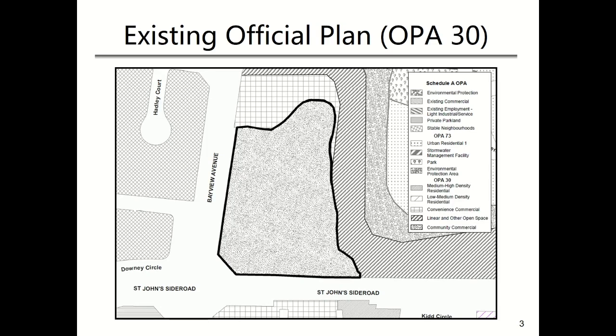The entire property is designated as community commercial by the Bayview Northeast Area's 2B Secondary Plan, or OPA 30, as amended by OPA 11 in 2016. This designation intends to provide opportunities for low-rise multi-tenant buildings to accommodate uses that generally cater to weekly shopping and service needs of the community.